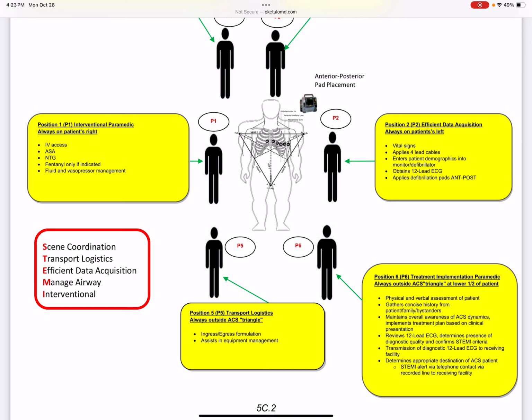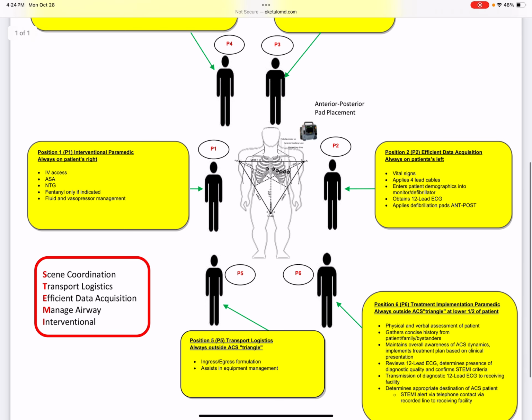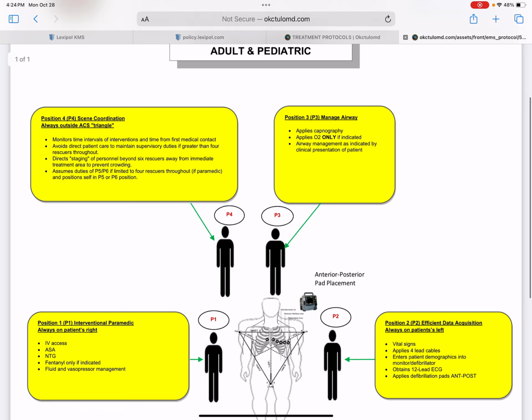And then P6 is your treatment implementation paramedic, also always outside of the ACS triangle at the lower half of the patient. So they're going to be talking to the patient, gathering the history, reviewing the 12 lead, diagnosing the 12 lead, determining the appropriate destination of the patient, alerting the STEMI, or doing the STEMI alert on the phone, whatever all that consists of. So that's your team roles for ACS.